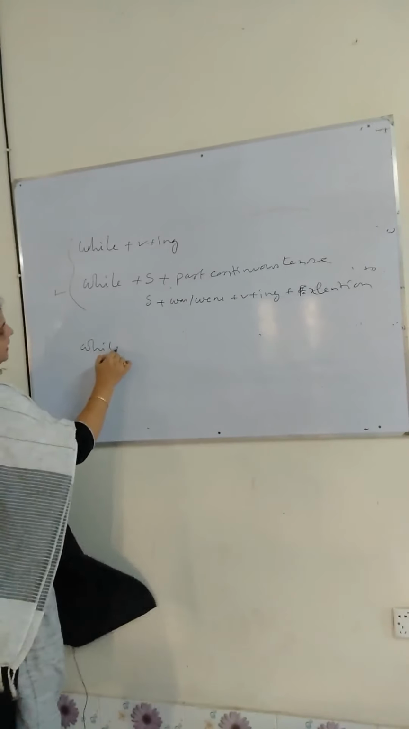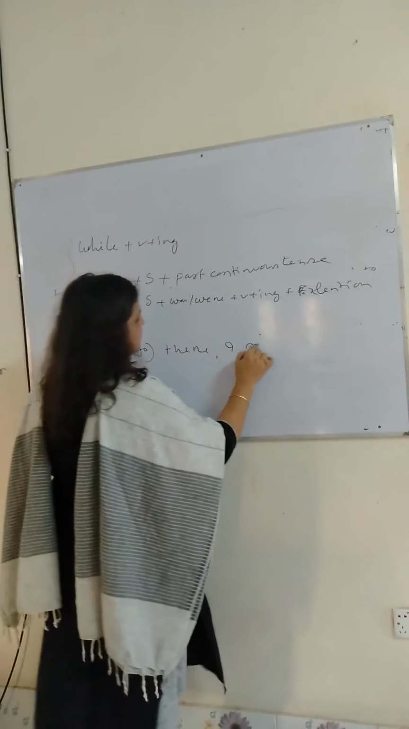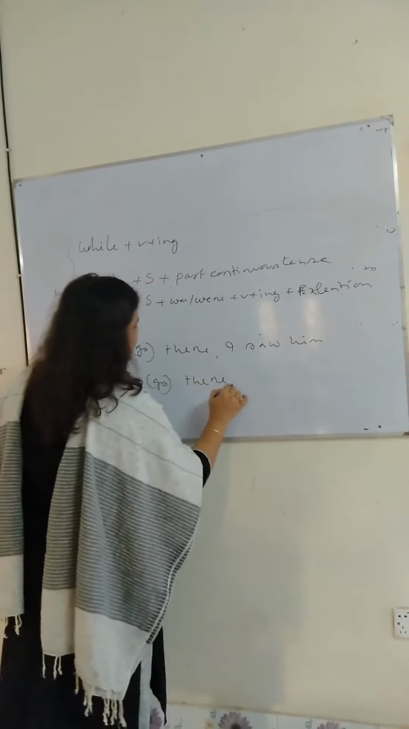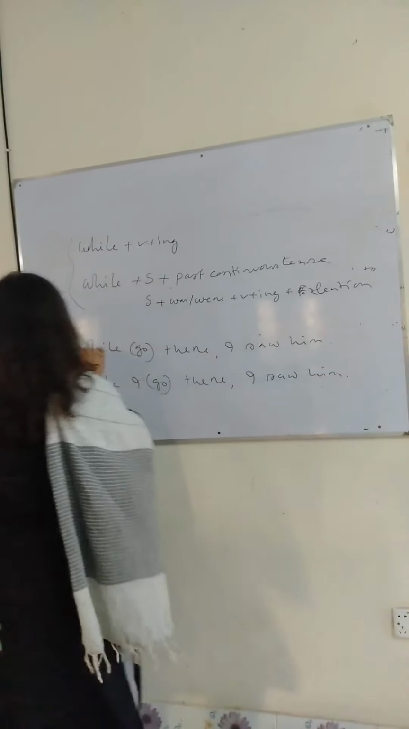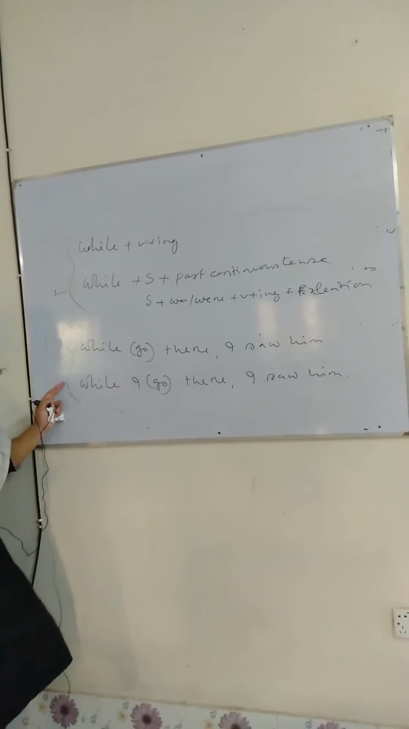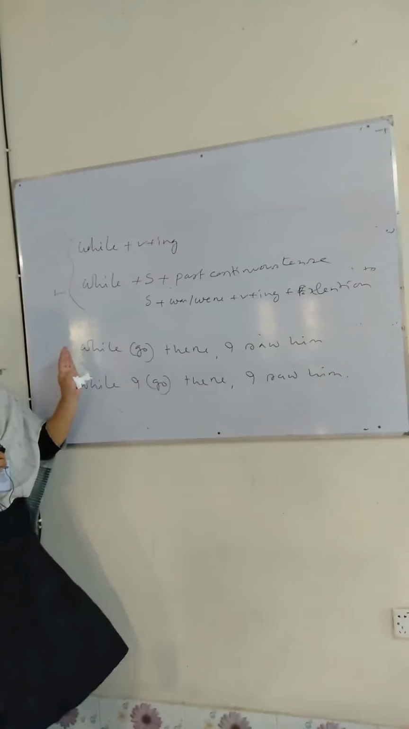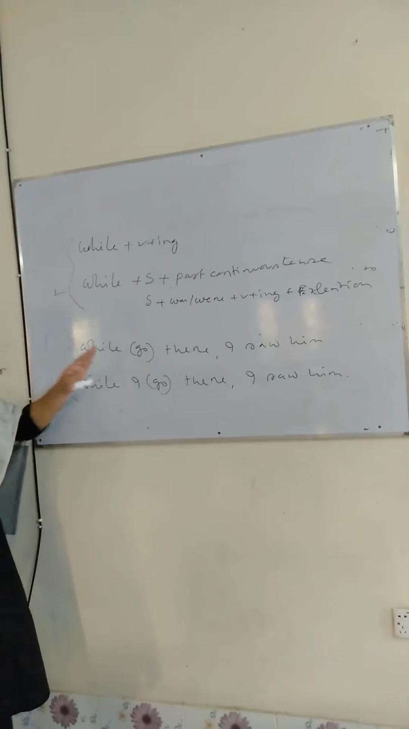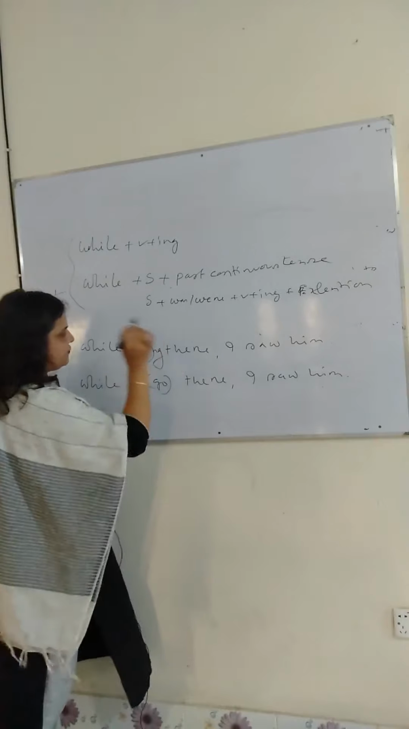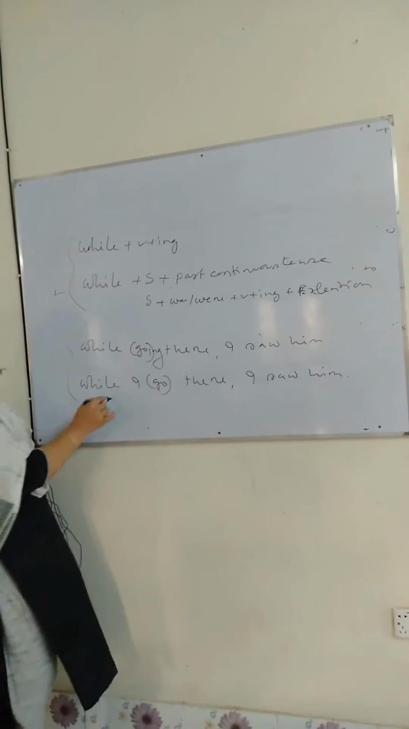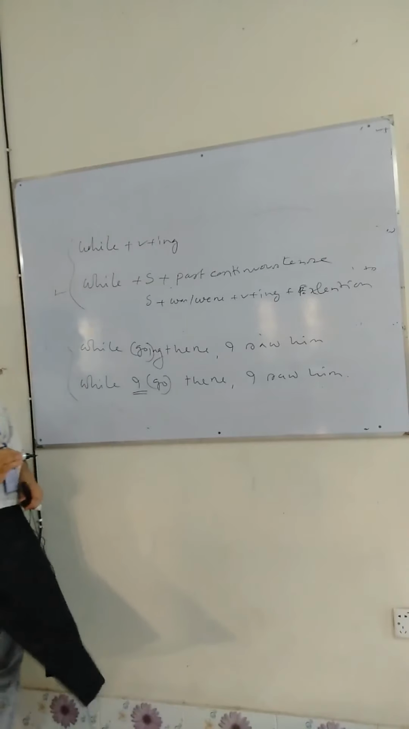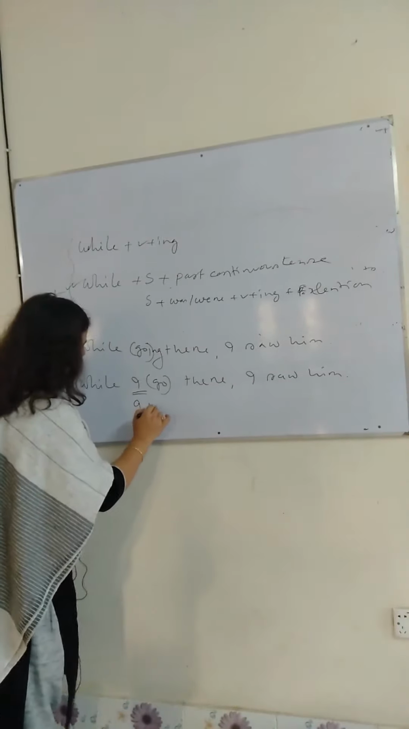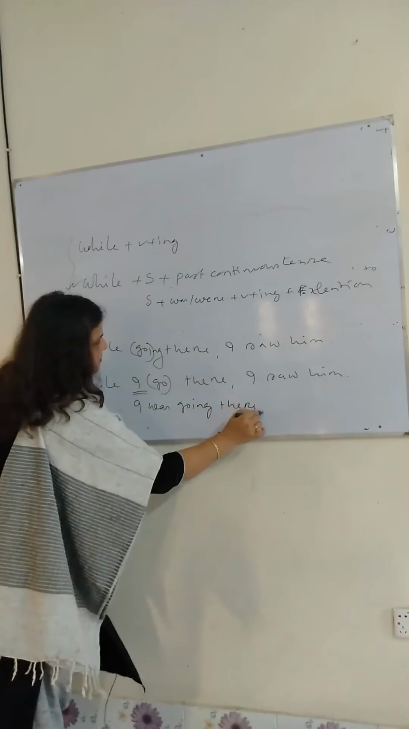Whenever you see like this: while, go, there, I saw him. While I go there, I saw him. So watch these two sentences very carefully. Here I have used while. In the first sentence, after while I have used a verb. So whenever you find any verb after while, you just make it in ing form: while going there. But whenever you find a subject after while, then you must show it in this format: while I was going there, I saw him.